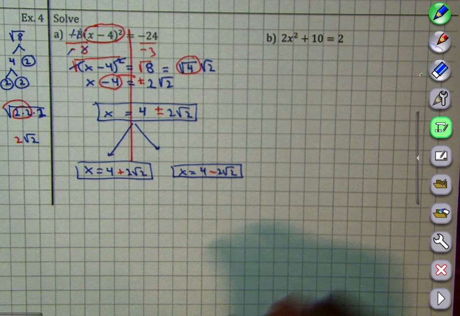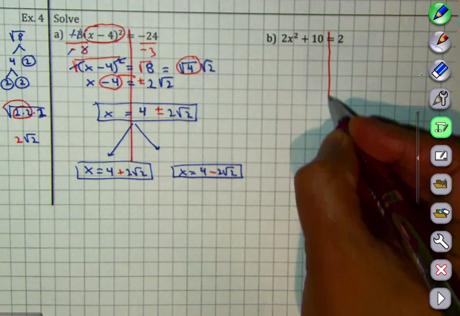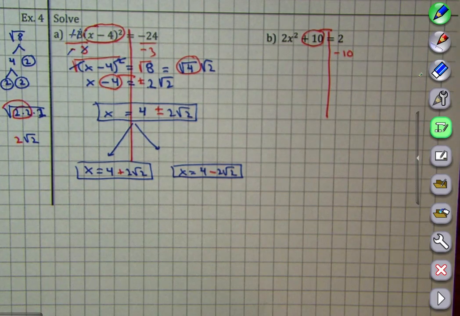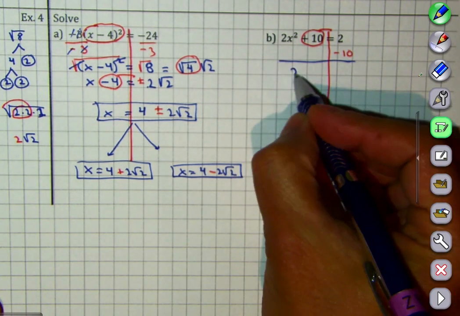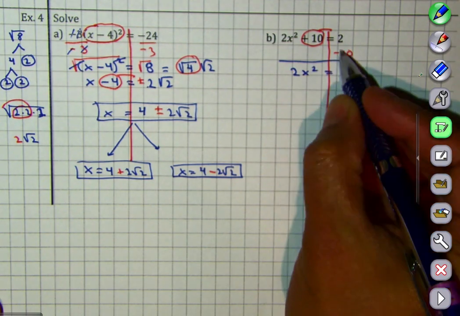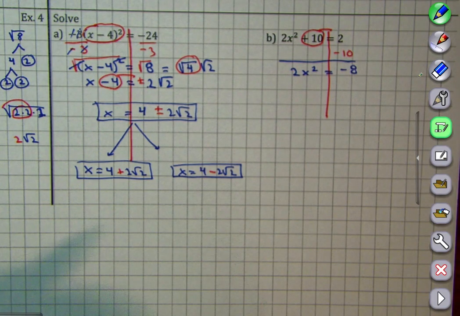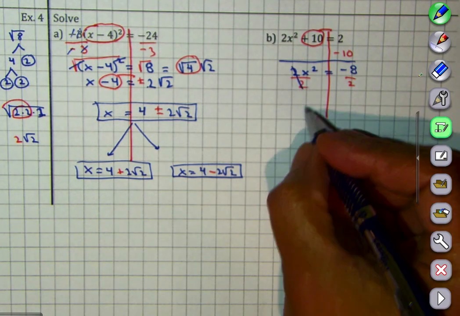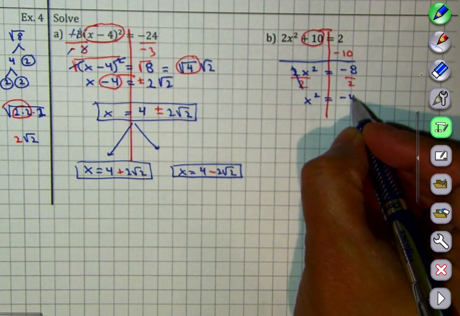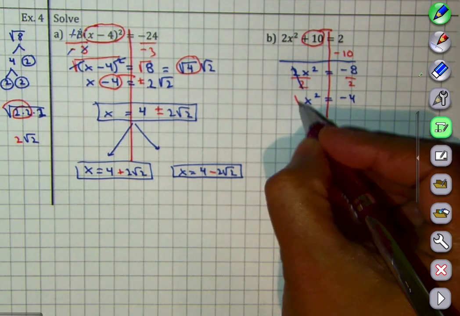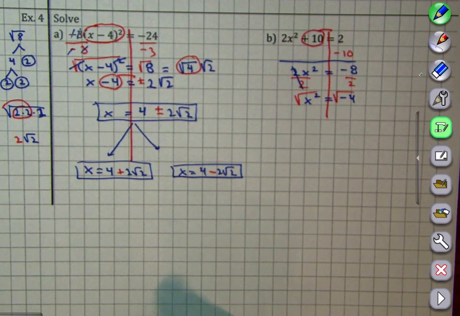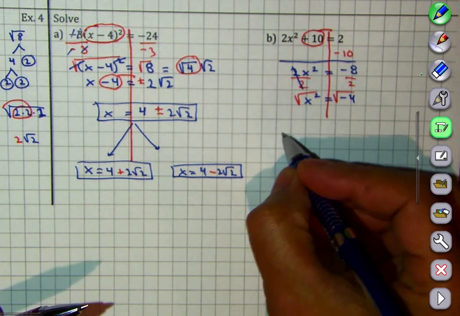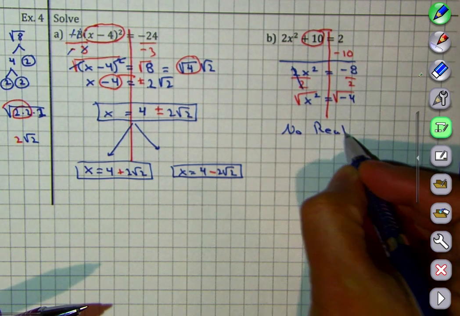And the last example for today. Draw the line, move my 10 to the right, it's a negative 10. So therefore we have 2x squared equals negative 8. I need to leave the x squared by itself, so I'm going to divide by 2. I have x squared equals negative 4. And I'm going to take the square root on both sides. But remember that we cannot take the square root of a negative number. So therefore, there are no real solutions.